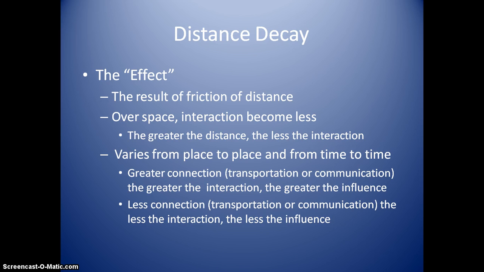So when you're talking about core and periphery, typically in your political section, but maybe even your economic section, connection is going to be key. So the greater the connection that there is going to be, the greater the interaction, the greater the influence. And the converse is exactly true also. The less the connection that there is, the less their interaction is going to be, the less the influence that either that person or that place is going to have. And so there's a direct relationship there between distance decay and friction of distance.